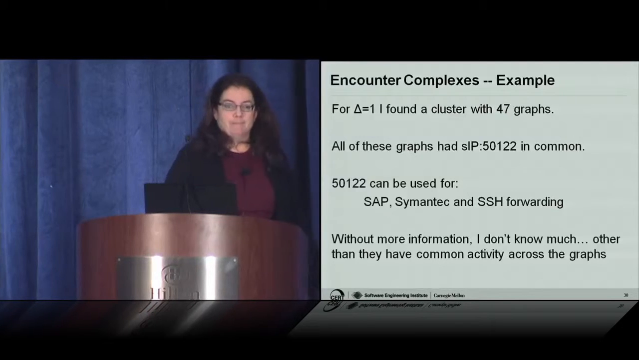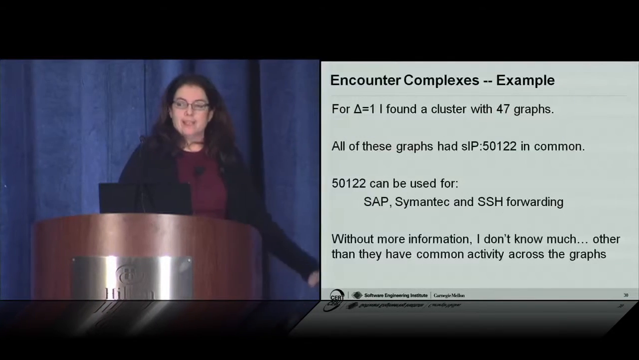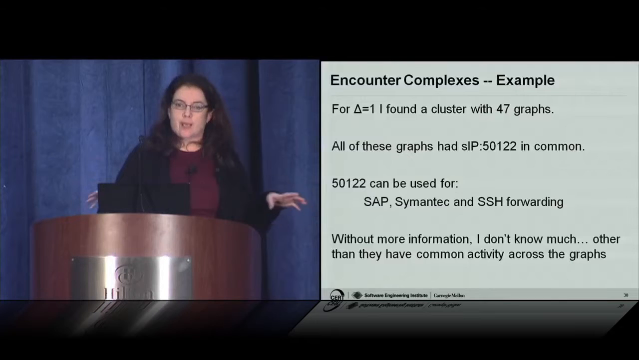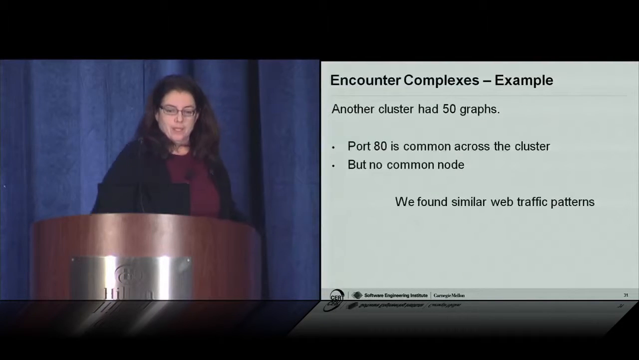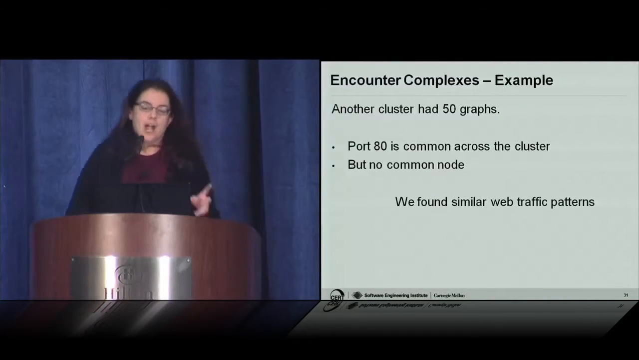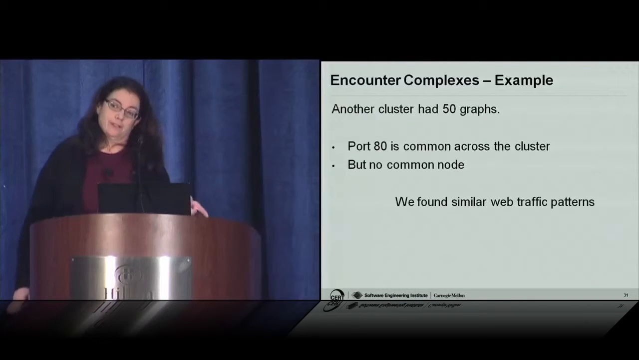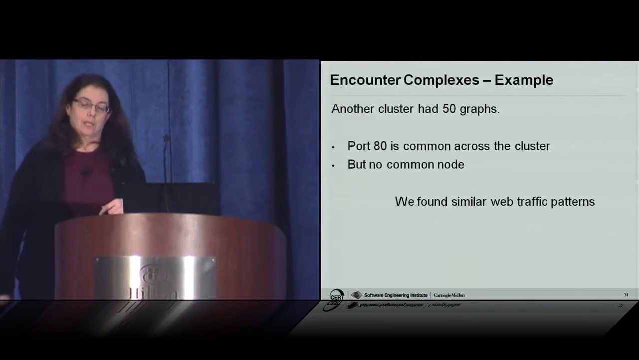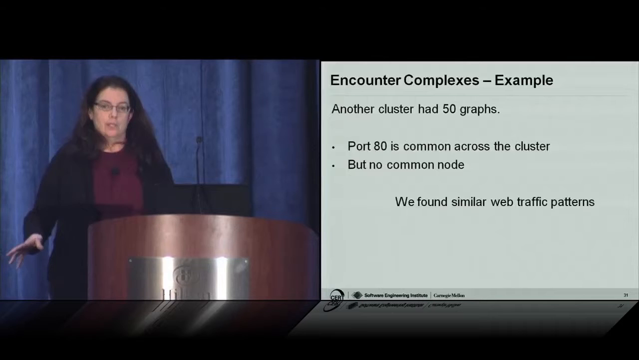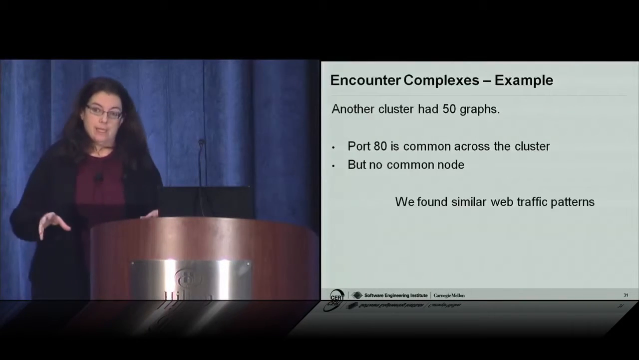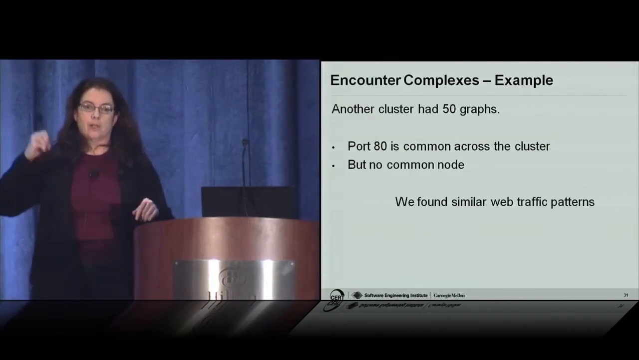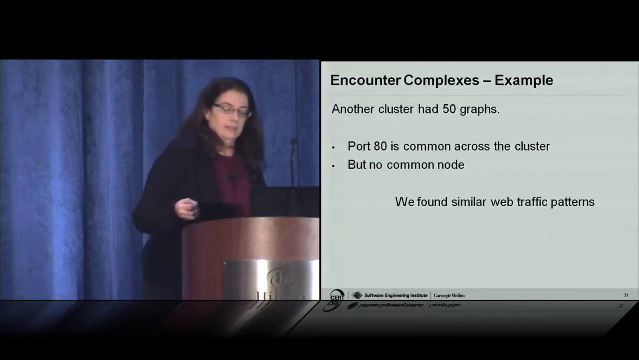So without more information, I have no idea what's going on, which I think is pretty much true of all of us. Without more information, we have no idea what's going on. Another cluster had 50 graphs, and port 80 was common across the cluster, but there was no common node. So what that means to me is all the web traffic was very similar in nature with the encounter complexes.